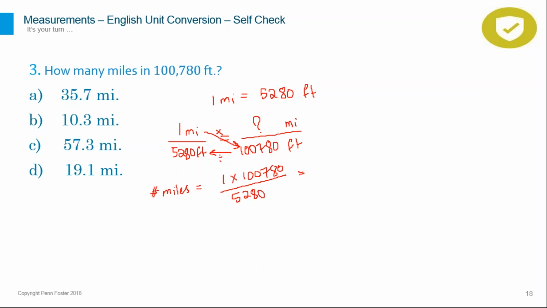Even though you have to multiply times 1, I would like you to know how to do that on the calculator. So you want to punch in 1 times 100,780, equals or enter, and then divide by 5,280, and then enter or equals, and that will give you the right answer, 19.1 miles. 19.1 miles is equivalent to that number of feet. So the answer is D in this case.